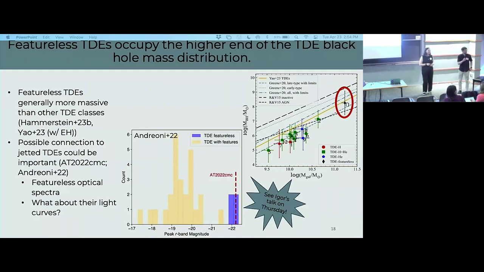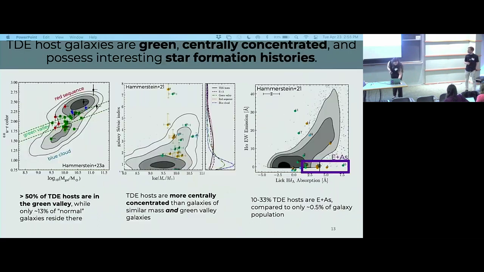Okay, no worries. For the 3 features that you talked about, the Green Valley, the more centrally concentrated, and the post-starburst E+A nature, can we say anything about the time scale, like post-merger, that these TDE hosts tend to be in? Yeah, you certainly could. Maybe not from this alone, but if you get a decent follow-up host galaxy spectrum, for example, you can look at the ages of the stellar populations in the galaxies. Estimating when the merger actually happened is a little bit more difficult, but you could certainly try to do that with follow-up host observations.